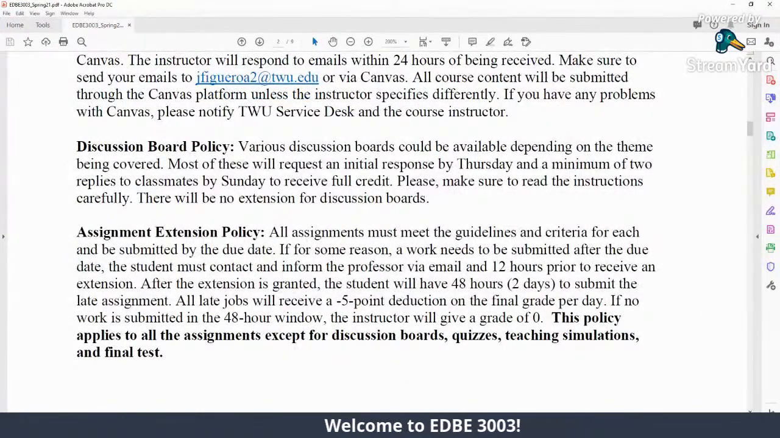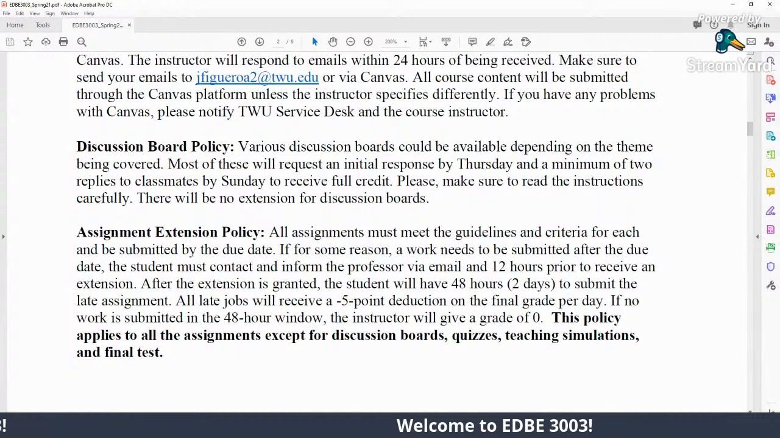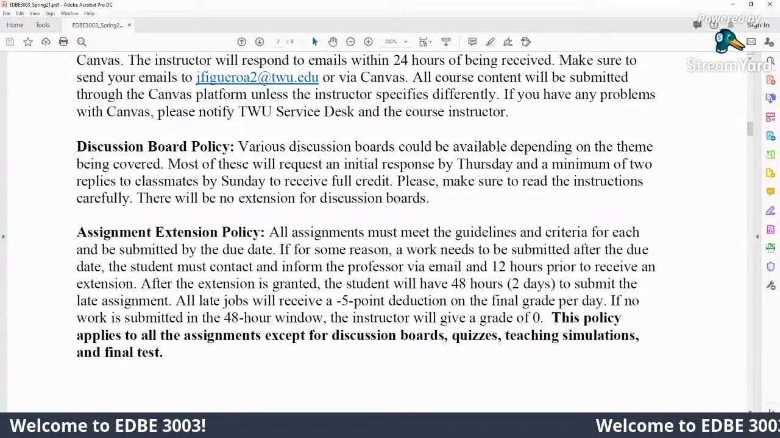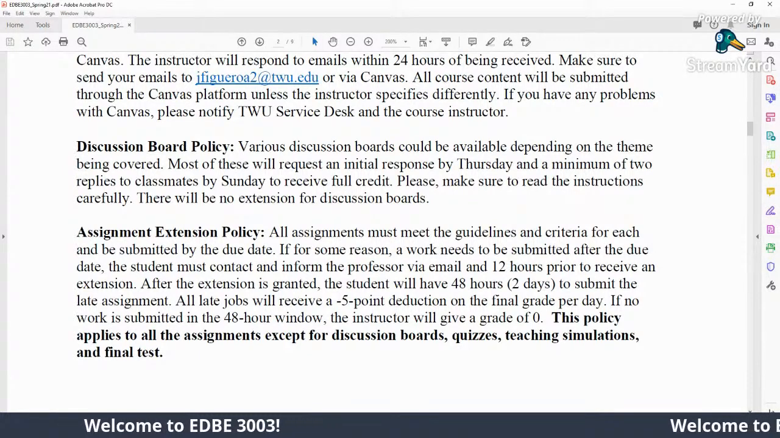Assignment extension policy. All assignments must meet the guidelines and criteria for each and be submitted by the due date. If for some reason a work needs to be submitted after the due date, the student must contact and inform the professor via email 12 hours prior to receive an extension. After the extension is granted, the student will have 48 hours, 2 days, to submit the late assignment.